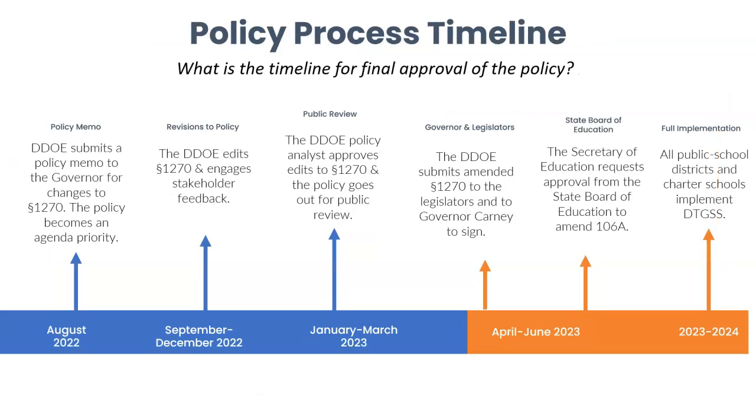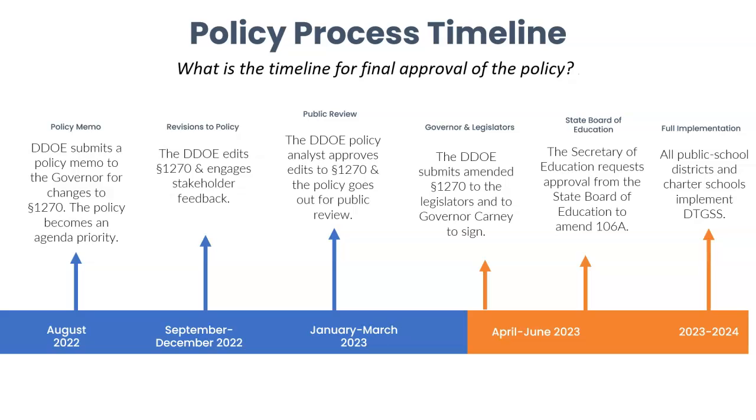Now let's take a look at the timeline for the final approval of the policy. In August of 2022, DOE will submit a policy memo to the governor for changes to 1270. The purpose of the memo is to make the governor aware that approval of 1270 is a top priority this year. Between September and December of 2022, I will lead the work on the line edits to 1270 and engage stakeholder feedback on the edits and revise if needed.